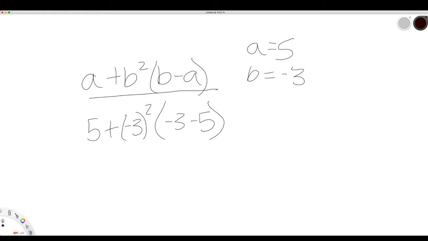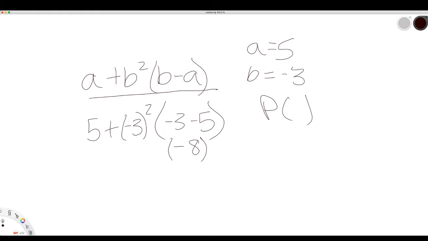So, first step, parentheses. What's in our parentheses? Negative 3 minus 5 more. Negative 3 minus 5 is going to be negative 8. Okay? Negative 3 minus 5 more is negative 8.